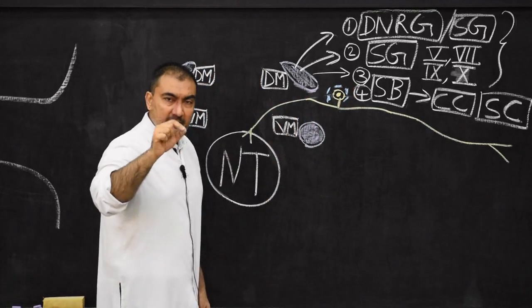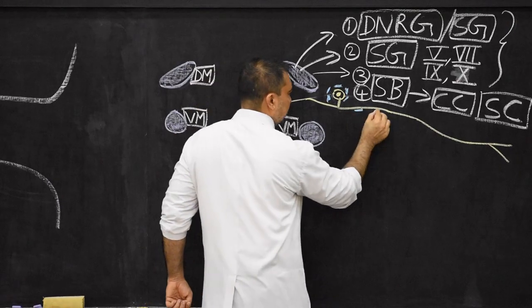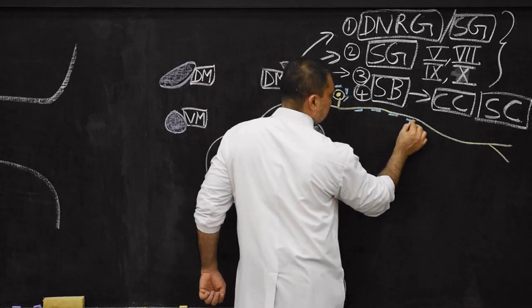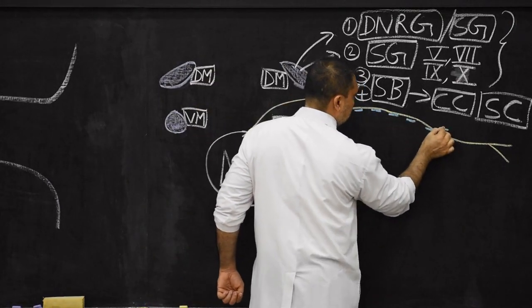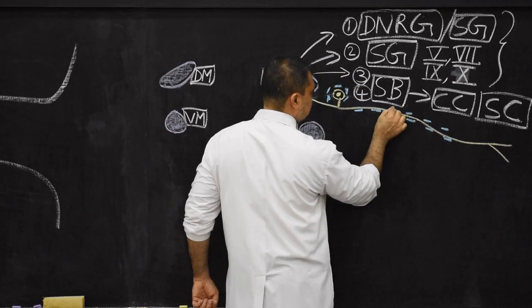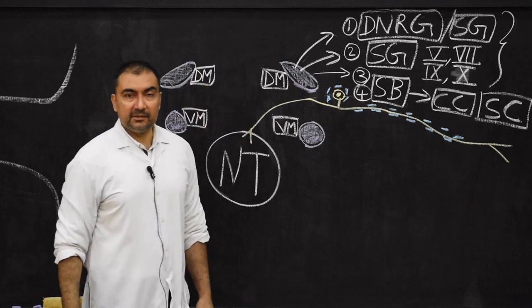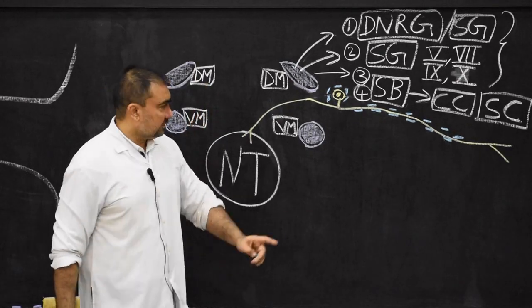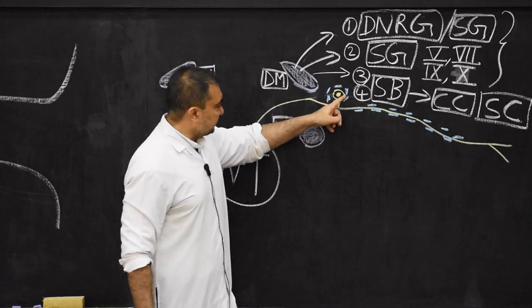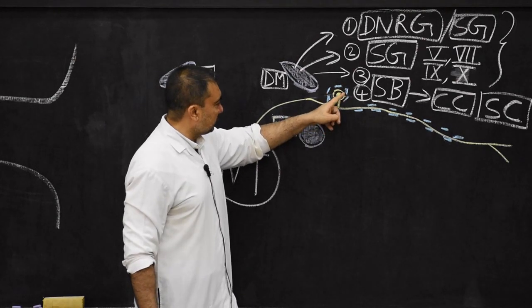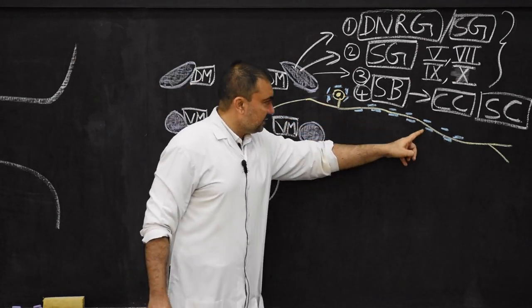In the same way, Schwann cells are present in the peripheral nervous system, and they will form the myelin sheath as well as the neurolemma sheath. According to the diagram, these are the capsular cells which are present around the body of the neuron, and these are the Schwann cells.